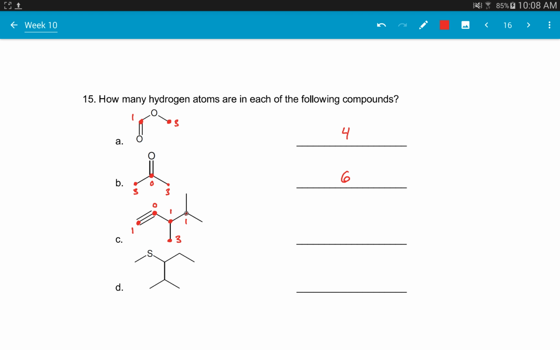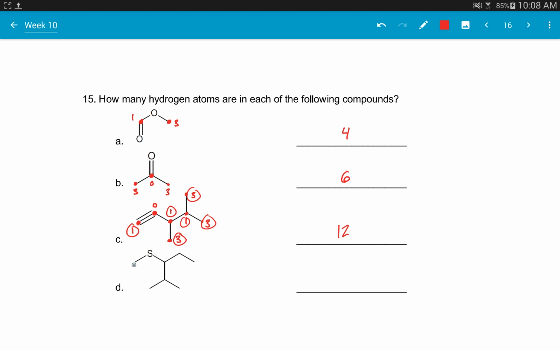And likewise, 1, 3, and 3, because we have 3 bonds showing to this one, only 1 bond showing to these, and to get 4 bonds to each carbon, we need to add the hydrogens that are missing. So, if I add these up, 1, 2, 3, 6, 9, 12 hydrogens altogether.